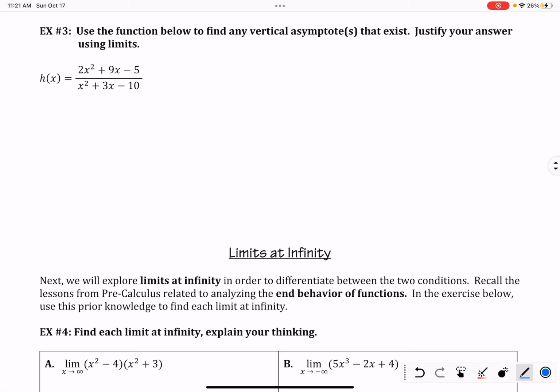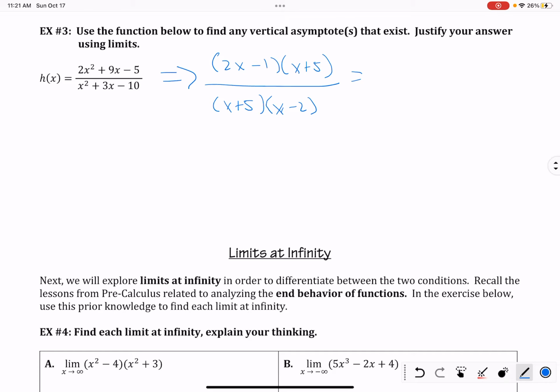All right, let's take a look at example 3. It says use the function below to find any vertical asymptotes that exist and then justify your answer using limits, okay? All right, so just like if we had this in limit form, we would try to factor the bottom and the top. So I'm just going to factor this quickly. So this would end up being 2x minus 1 and x plus 5 at the top, and then at the bottom, x plus 5 and x minus 2.